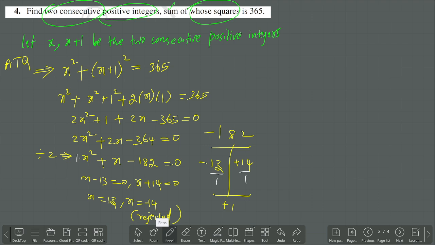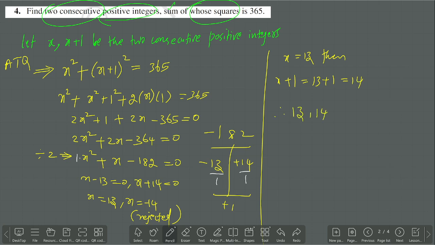So take x equal to 13. What about x plus 1? 13 plus 1 equal to 14. Therefore, 13 comma 14 are the required numbers, or else they are two consecutive positive integers. That you write. Okay, is it okay? Fourth one is okay, no? Right. Can I go to the fifth?